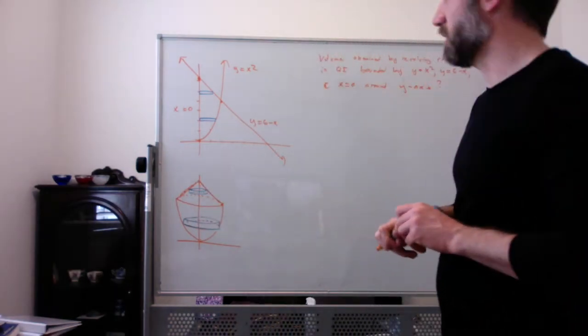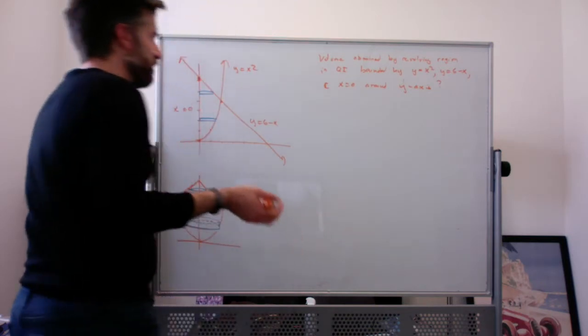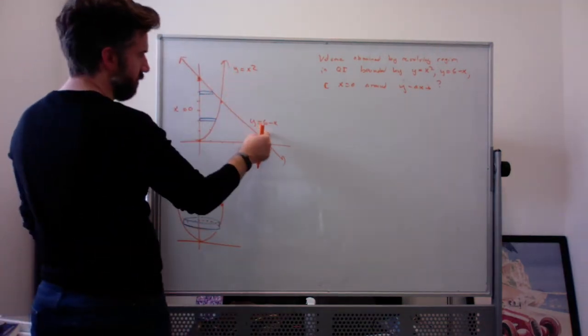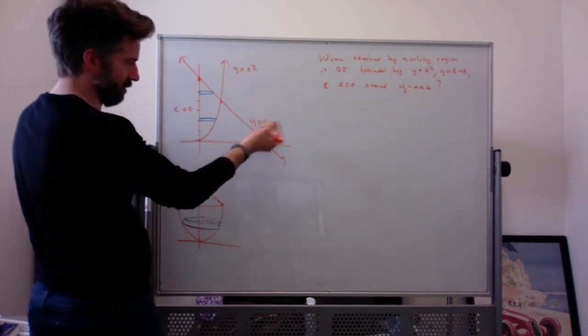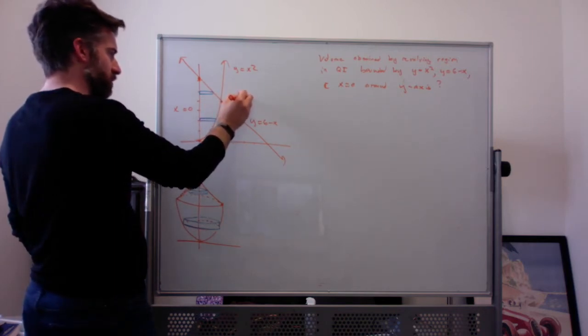You could set them equal to each other and solve, right? It's not that bad if you set x squared equal to 6 minus x. But you can also just kind of guess. If x equals 1, this is 1, this is 5. If x equals 2, this is 4, and this is 4. So this one here is x equals 2 and y equals 4.